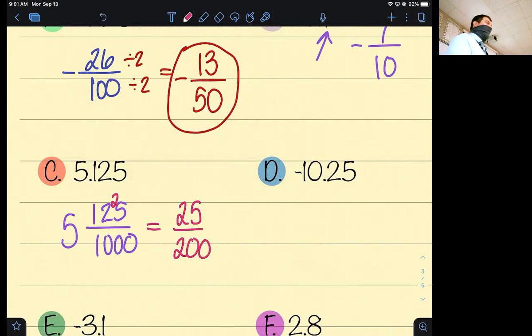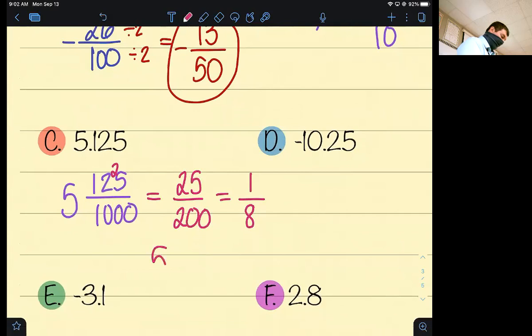What can I reduce by now? 25. Okay. How many times does 25 go into 25? Once. How many times does 25 go into 200? 8. It goes in 4 times to 100, so it's going to be another 4 times into 200, right? So it goes in 8. Don't forget, I'm going to have to rewrite this one. There's a 5 in front, isn't there?